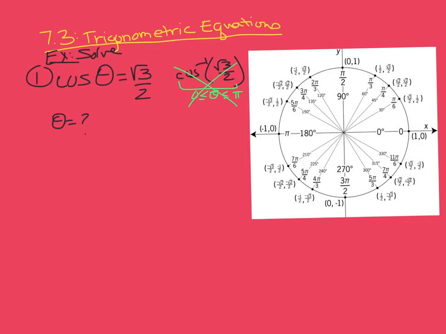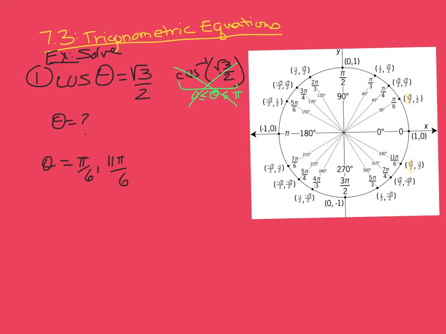All right, so for this one, what we want to do is figure out all of the places on the unit circle where cosine is equal to radical 3 over 2. Remember, cosine is my x value, so you'll hopefully notice that happens right here, and that also happens right here. So I end up getting that my theta is equal to pi over 6 and 11 pi over 6.